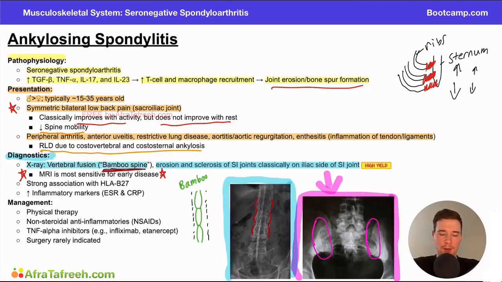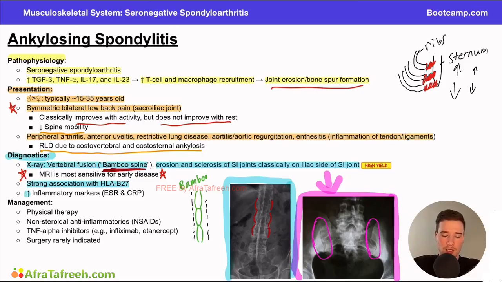Now, again, this is in the family of pathologies that has a strong association with HLA-B27. This does not mean that a patient who has HLA-B27 is for sure going to have this condition, but there is a strong association between the two. Somebody who has this condition is likely to have the HLA-B27 gene as well.